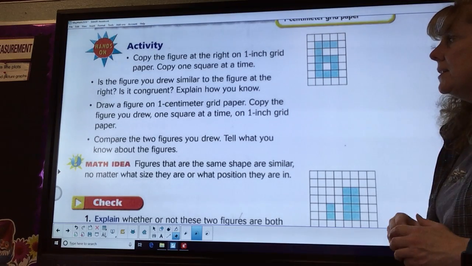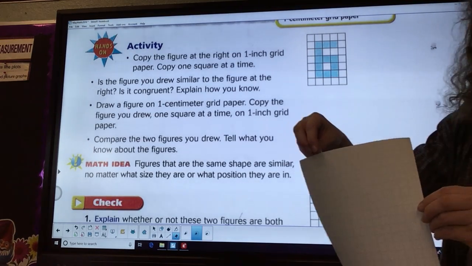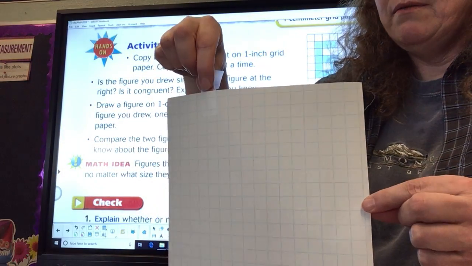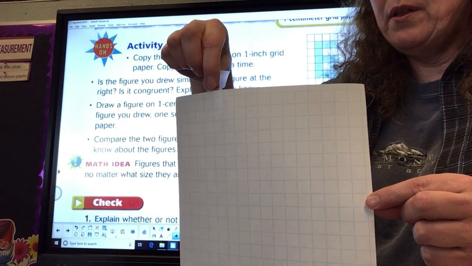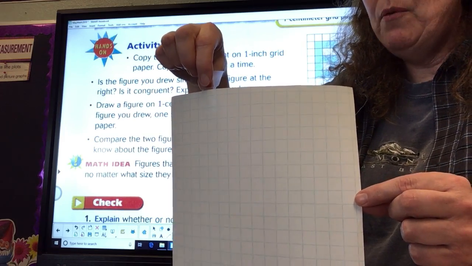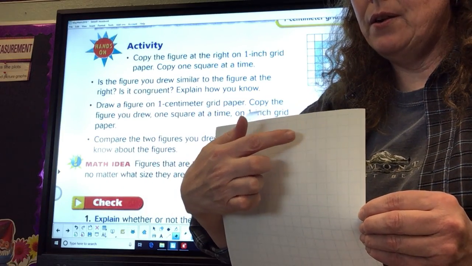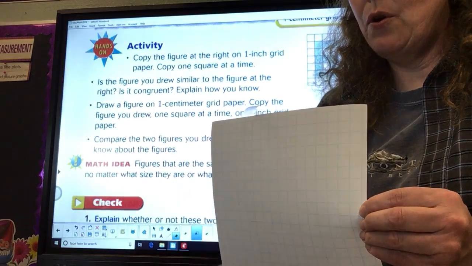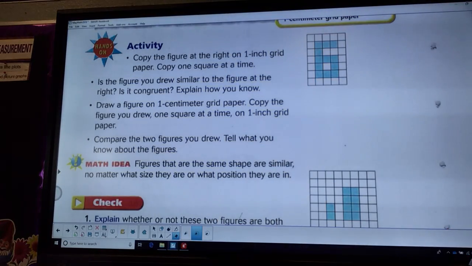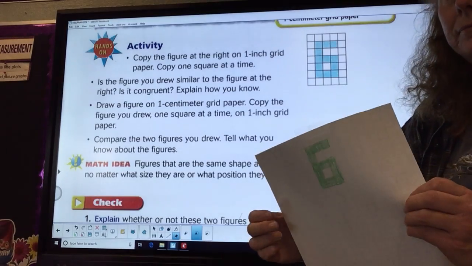The second part of this says draw a figure on 1 centimeter grid paper. Okay, and I do have some of that. Once again, we didn't send it home with you, so I just want you to watch. This is the grid paper for that. Each one of those squares is exactly 1 centimeter, and we're going to do the same process. I'm going to do 3 squares, I'm going to do 5 squares, and so on and so forth, until I get something that looks like this.